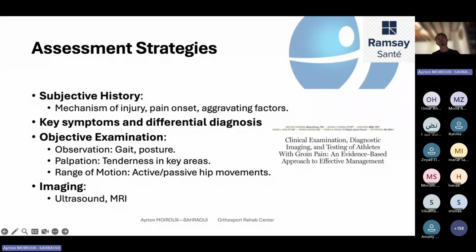Documenting these findings creates a baseline for monitoring progress through the rehabilitation process and helps in tailoring intervention specifically to the patient's needs. Okay, you could also use imaging, like ultrasound, MRI or X-rays, using these imaging tools always in conjunction with clinical findings, okay?